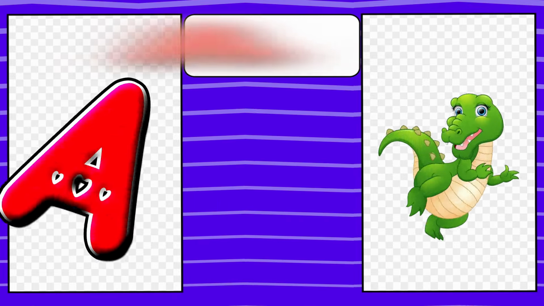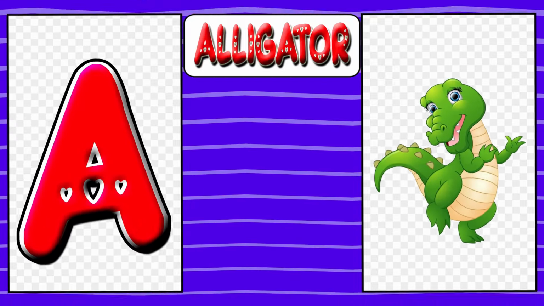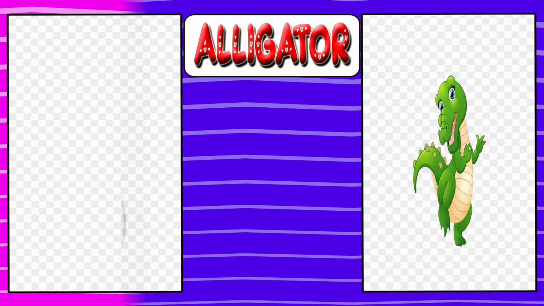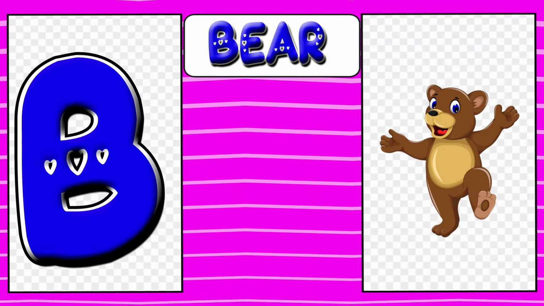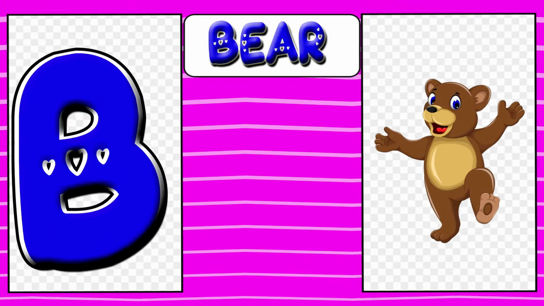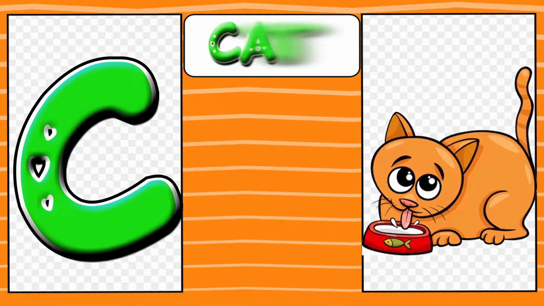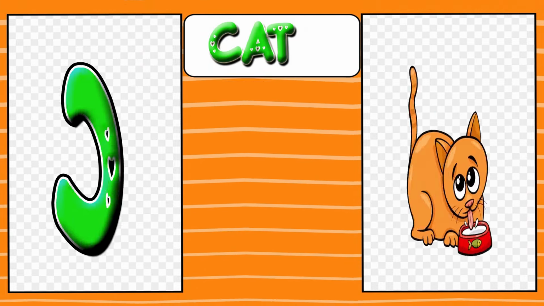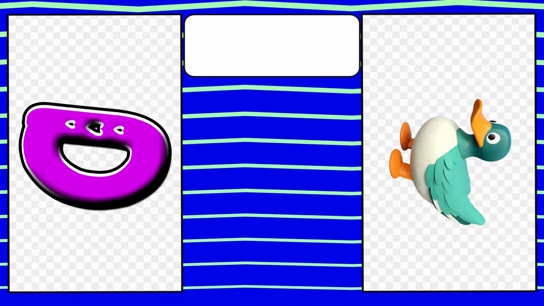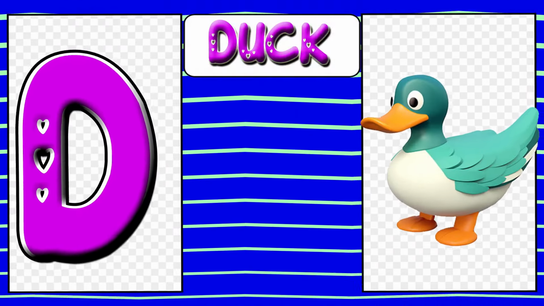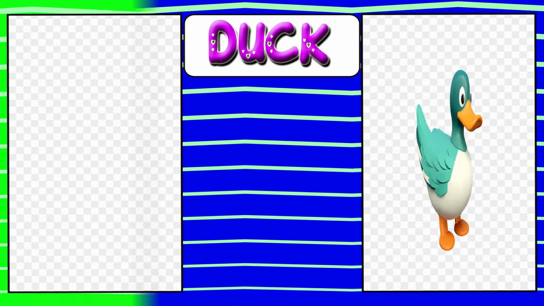A is for alligator, a, a, alligator. B is for bear, b, b, bear. C is for cat, c, c, cat. D is for duck, d, d, duck. E.